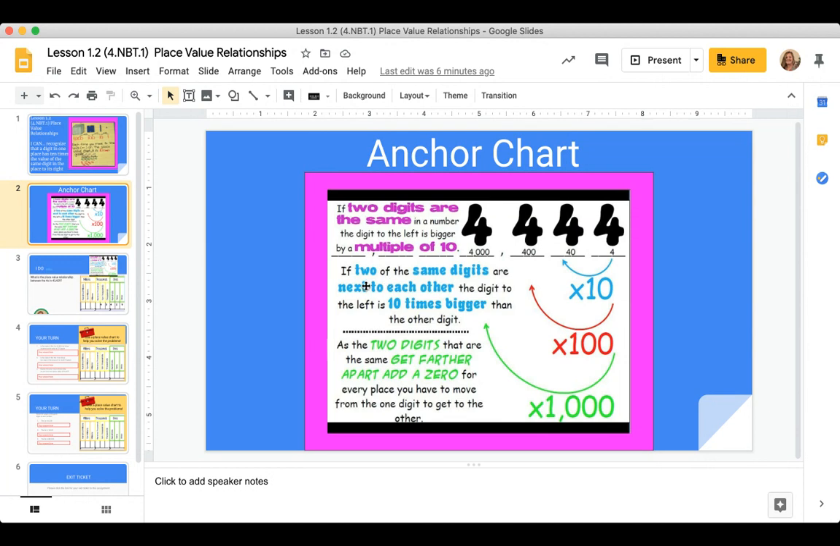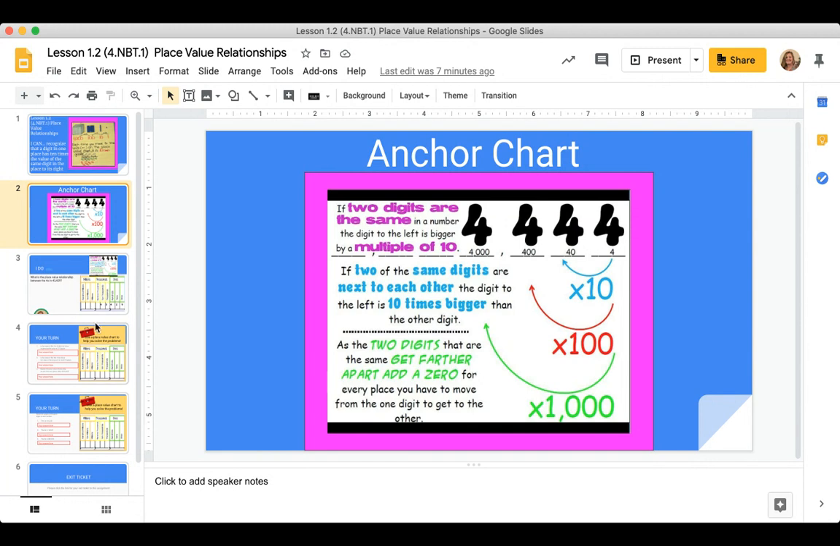So if we look at this blue writing, if two of the same digits are next to each other, the digit to the left is 10 times bigger than the other digit. So 40 is 10 times greater than 4. 400 is 10 times greater than 40. And 4,000 is 10 times greater than 400. Each time you move to the left, your value increases by 10 times. This happens because our place value system is a base 10 system, meaning each place has a base of 10. Ones, tens, hundreds, thousands.